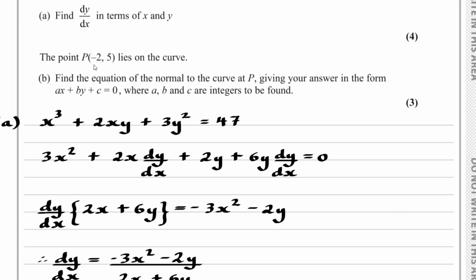The point P with coordinates negative 2, 5 lies on the curve. For part B, we have to find the equation of the normal to the curve at P, giving an answer in the form ax plus by plus c equals 0, where a, b and c are integers to be found.